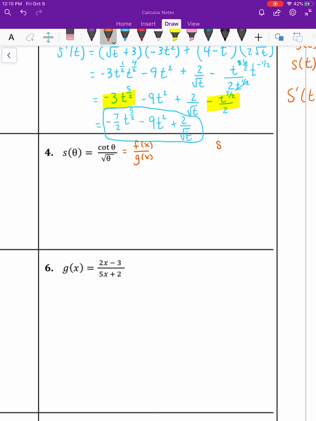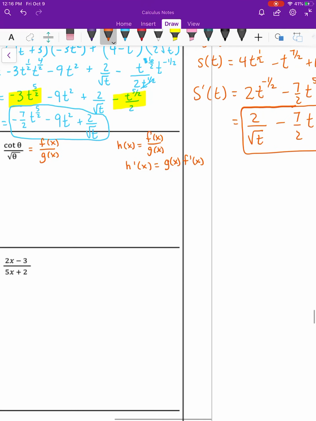And if we wanted to find our derivative, let's say we called this new function h of x, and it was now f of x divided by g of x. If I wanted to find h prime, I would do low d high. So I take the low function times the derivative of the high function, minus high d low, so the high function times the derivative of the low function, over the square of what's below.